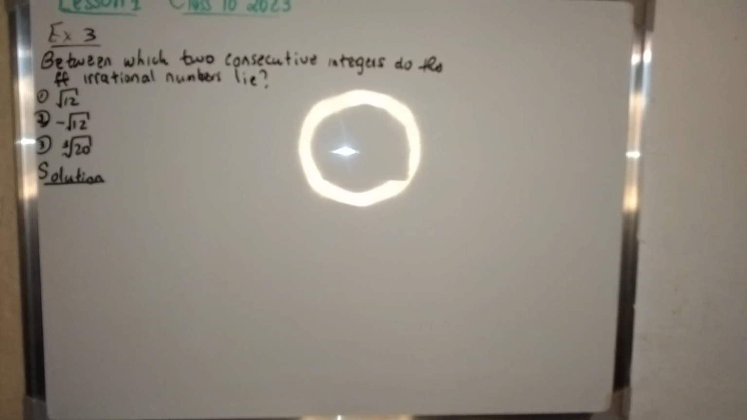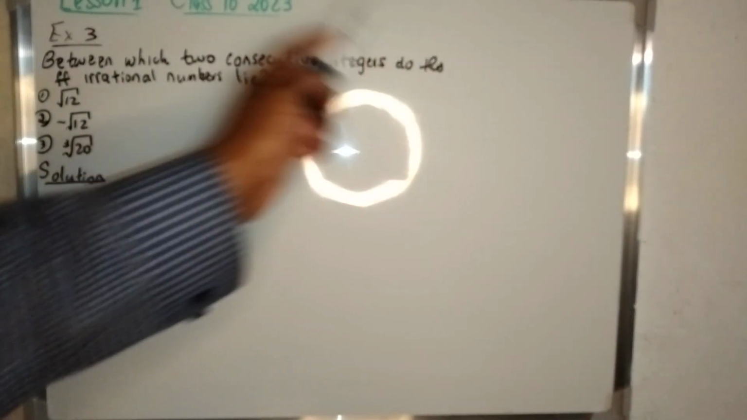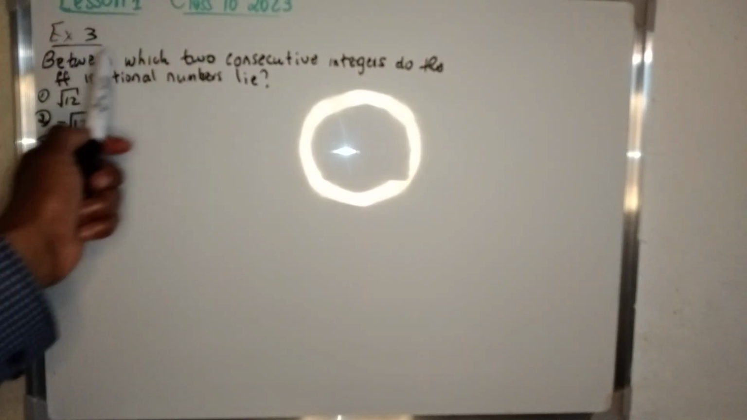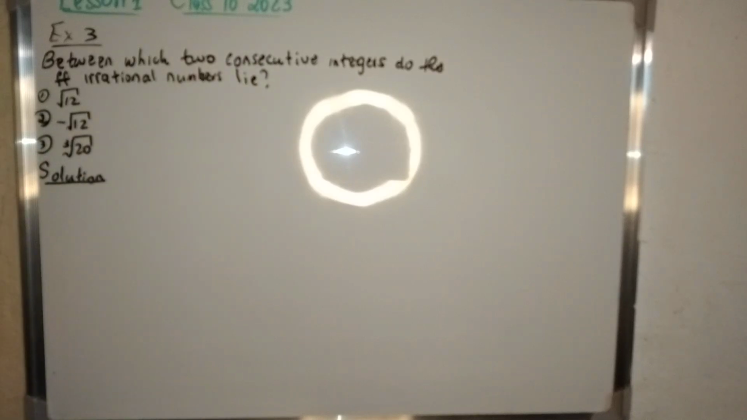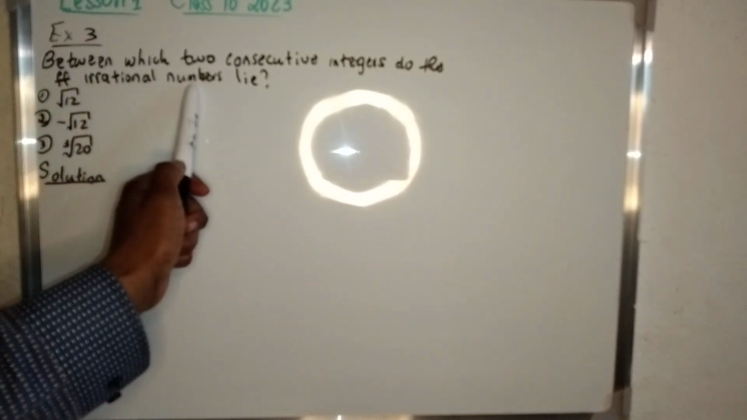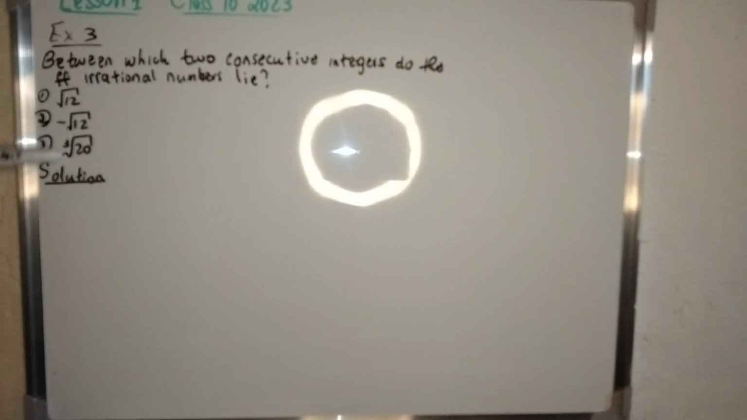Now let's move on to example 3. Example 3 says: between which two consecutive integers do the following irrational numbers lie? So they are telling us that these are irrational numbers. If you can see all of them, they are not perfect squares. So it's quite clear there.